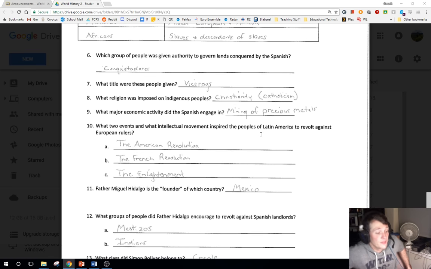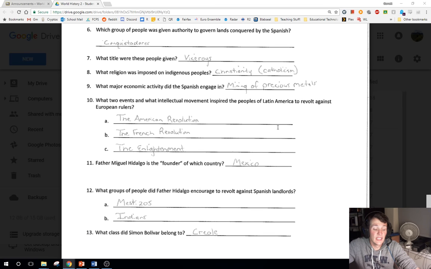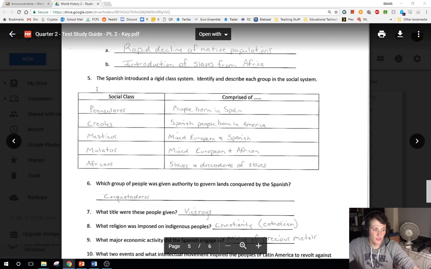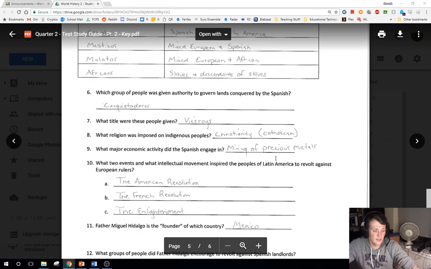So, to kick it off, you're going to have a man named Father Miguel Hidalgo, who is going to be leading more or less the Mexican independence movement, and he's going to be successful. He's going to become known as the founder of Mexico. He's going to be able to encourage the mestizos and the natives to revolt against their Spanish landlords in this encomienda system, which is the word to describe this system. It's the encomienda system.